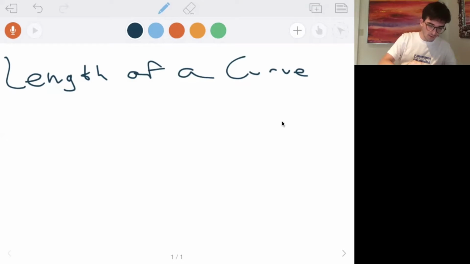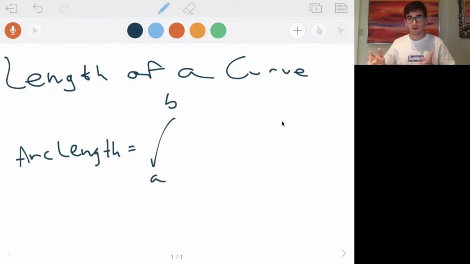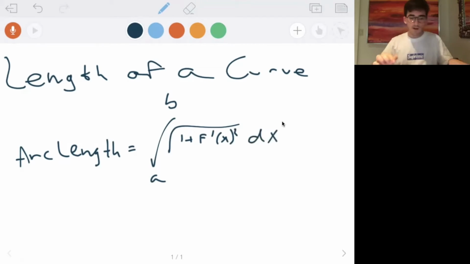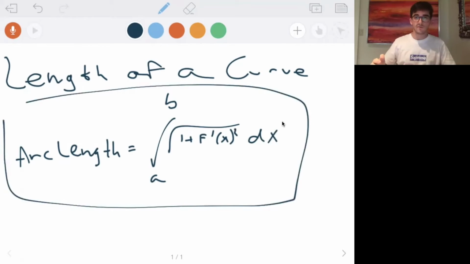All right, so arc length, or just length of a curve in general, sometimes referred to as arc length, is going to be the integral from a to b, where a and b are just your start and end points, your x's, of course, of the square root of 1 plus f prime of x squared dx. Okay, so this right here is the formula, and I'm going to show really where it comes from.